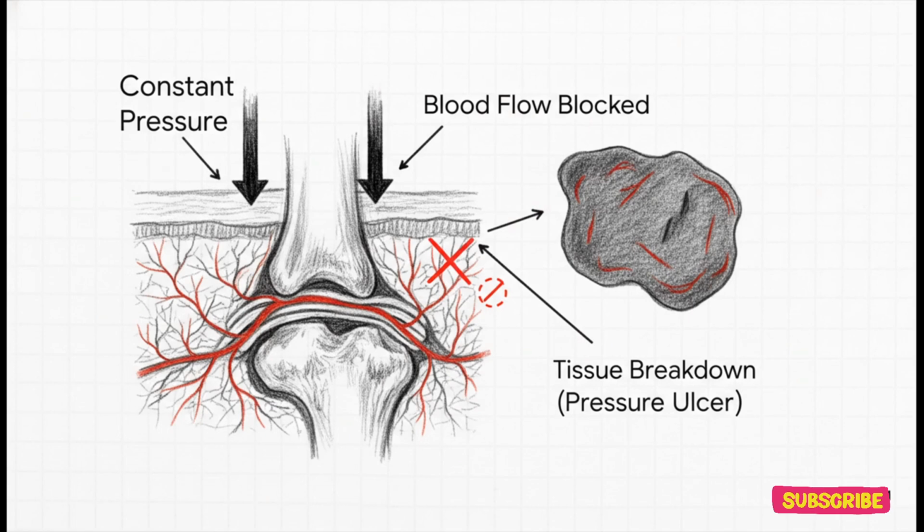The mechanism here is actually pretty simple to understand. When there's constant pressure on one spot, especially over a bone like a hip or a heel, it literally squeezes the tiny blood vessels shut. That cuts off the oxygen and nutrients, and the tissue starts to die. This is exactly why turning and repositioning immobile patients is so incredibly important.